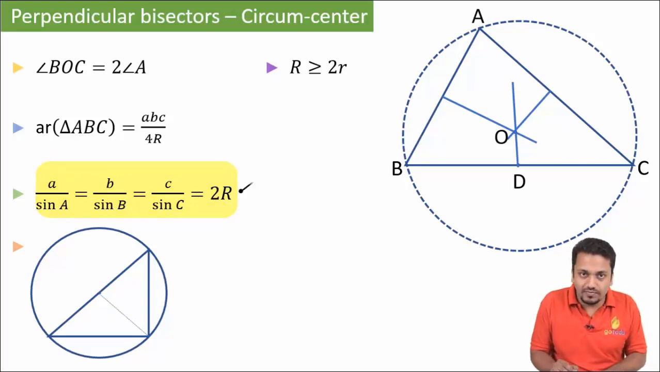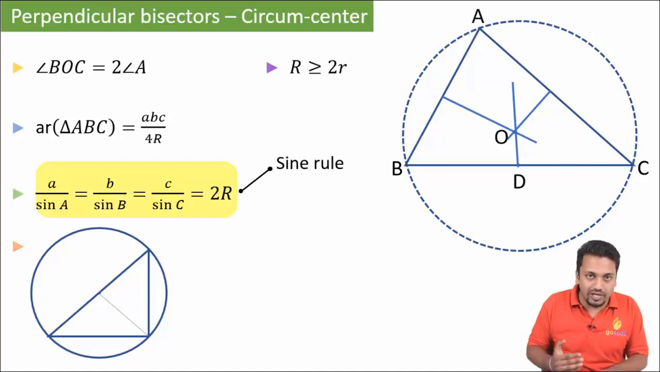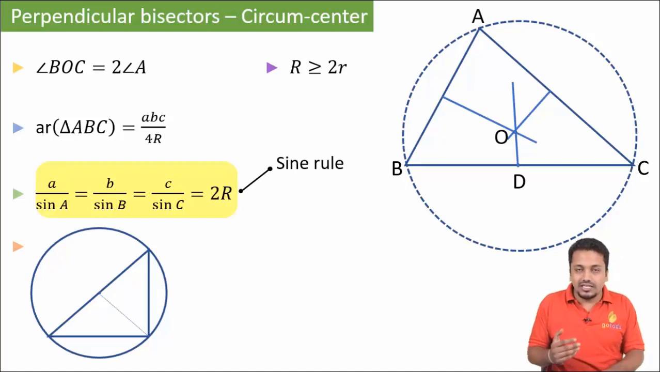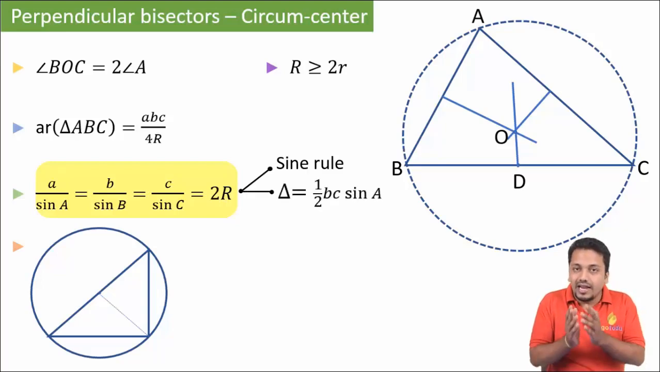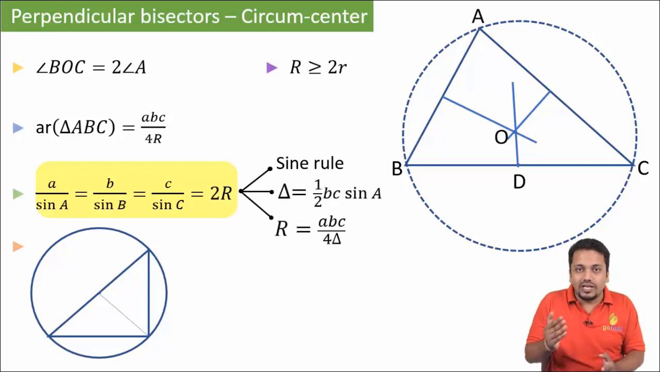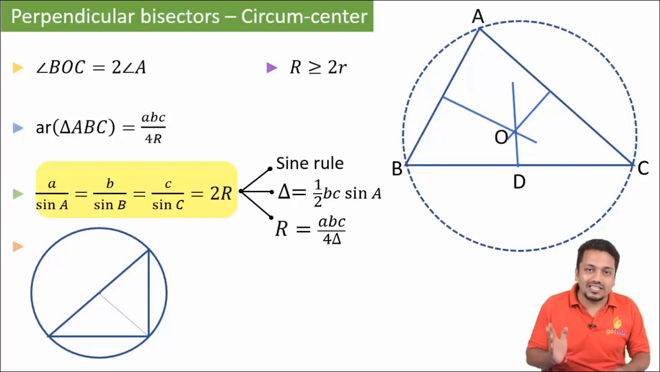You know the sine rule: a upon sine A is equal to b upon sine B is equal to c upon sine C. And you know that delta is equal to half bc sine A. And R, the circumradius, is equal to abc upon 4 delta. Now use these three to get this extended sine rule.